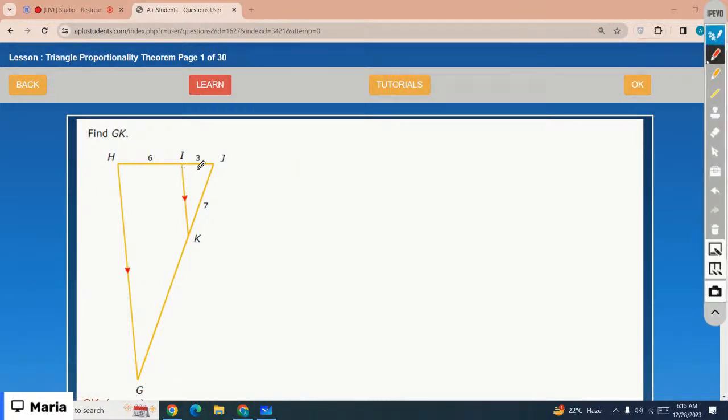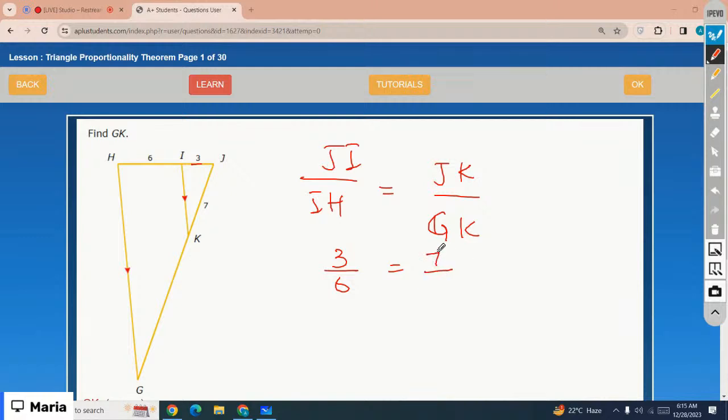So you have JI and IH given, right? Just make a proportion, ratio JI divided by IH, and that equals JK divided by KG. You have to find GK, right? JI is 3, IH is 6, JK is 7, GK you have to find. That is 1 over 2 equals 7 over GK. Just cross multiply. GK equals 2 times 7, and 2 times 7 is 14.